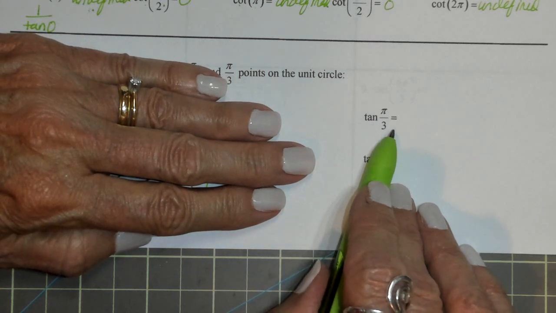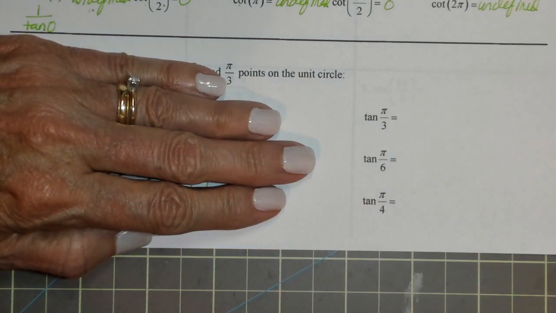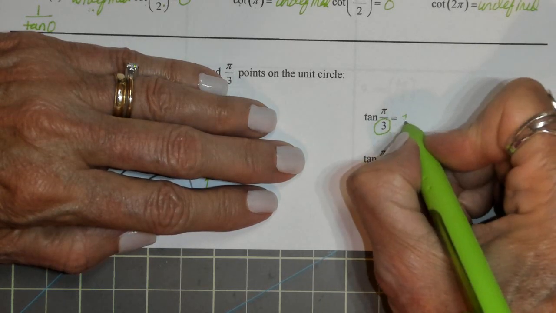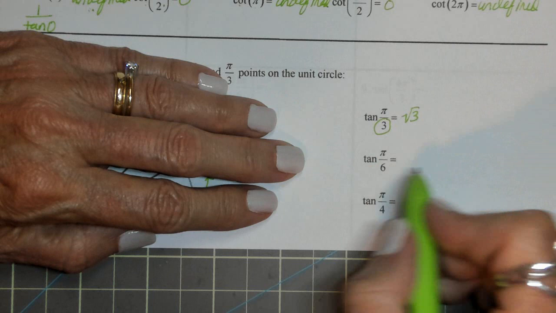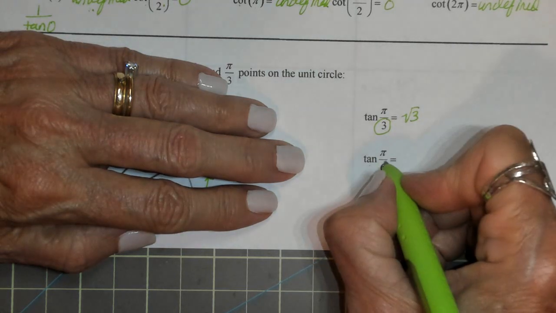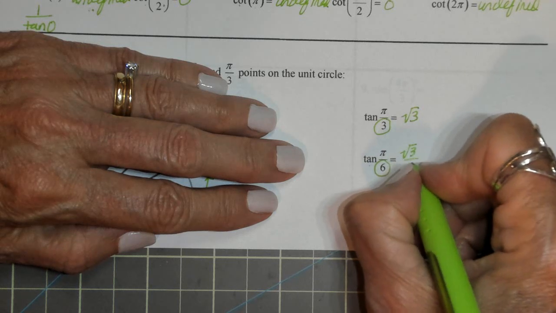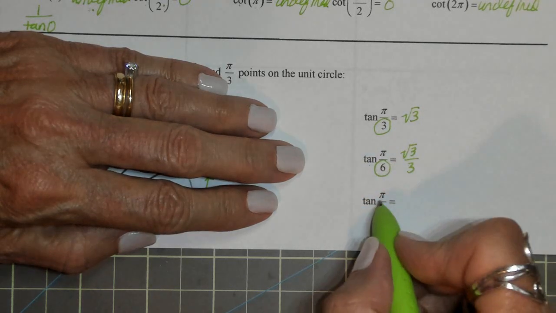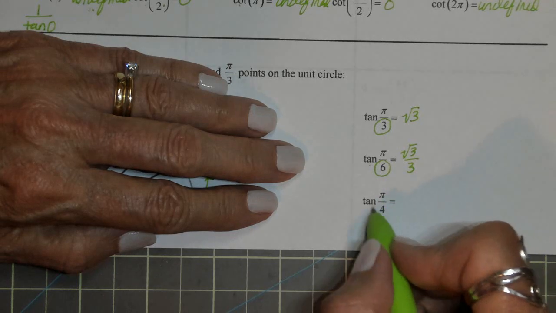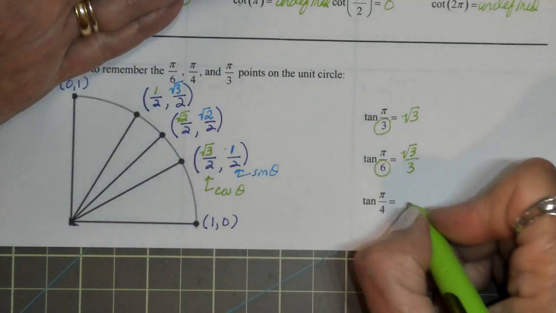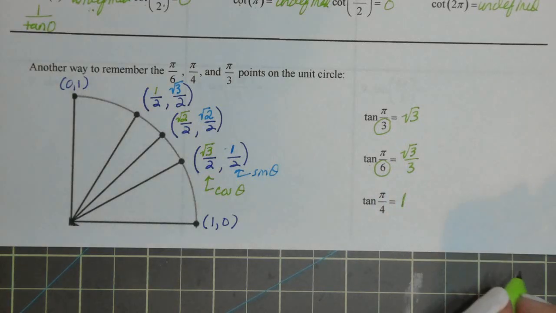Tangent of pi over 3. Let's do the tangents. Tangent of pi over 3: a single 3, a single 3. Tangent of pi over 6: 6 has 2 3's, so square root 3 over 3. Tangent of pi over 4: that's your middle, right, where x is equal to y. So tangent of pi over 4 is 1. Those are some ways to remember that.